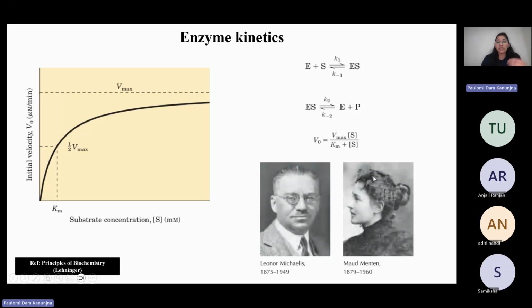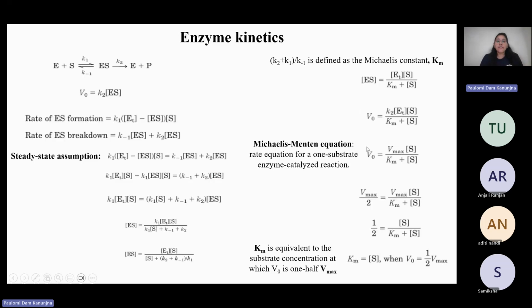And then we saw the Michaelis-Menten equation, where V naught is equal to Vmax times S over Km plus S. We then looked into how to derive this formula. We started with the rate of ES formation and the rate of ES breakdown. Then we used the steady state assumption, where we believe that the concentration of ES, the enzyme substrate complex, stays constant over time. Then we did all these equations and substitutions, and we finally came down to it.